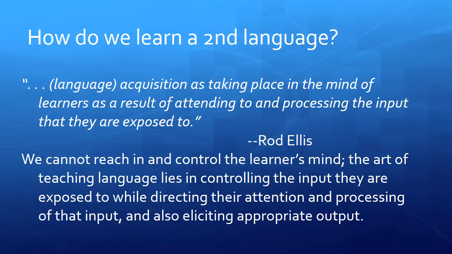What does it mean? It means that for language acquisition to take place, we as teachers cannot reach in and control the learner's mind, right? The art of teaching language lies in controlling the input that they are exposed to, while directing their attention and their processing of that input. This is often done by assigning specific tasks, and also eliciting appropriate output. So these are the things as teachers that we can control: the input, the task, and the output. And if we do that skillfully, hopefully, the language acquisition will take place.